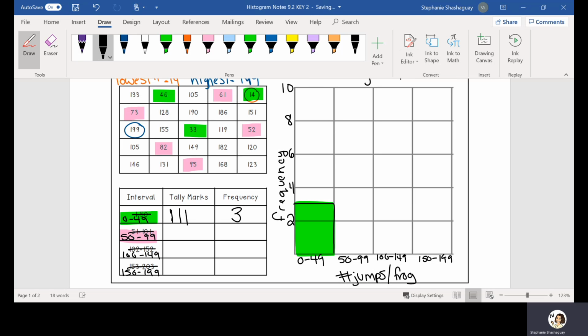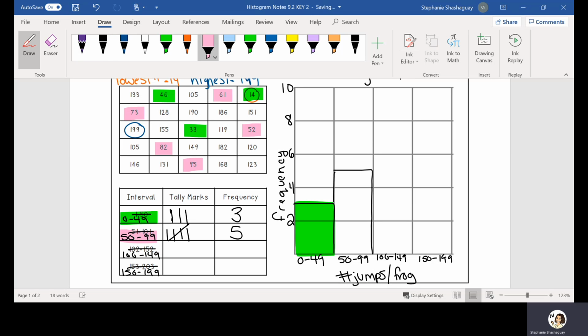So I have 1, 2, 3, 4, 5. If I was doing tally marks, 1, 2, 3, 4, and 5. And my frequency is 5. So I'm going to go over to my bar graph and go up to 5 on my histogram.